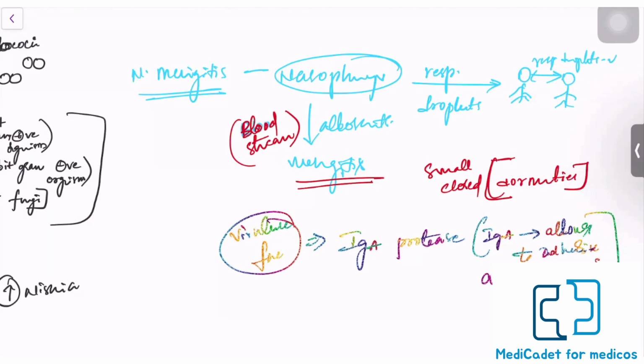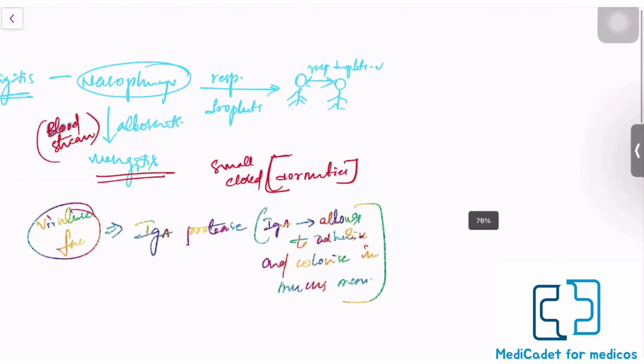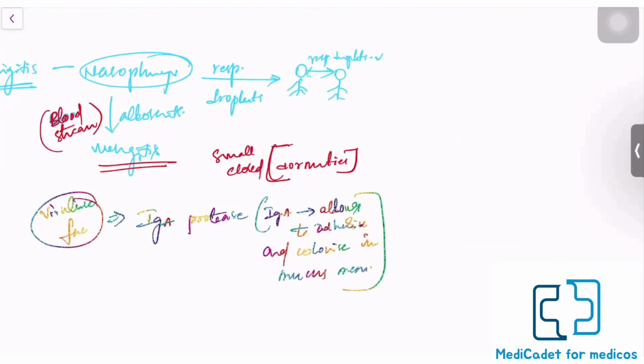Can someone tell me the name of the bacteria where we have seen IgA protease as a virulence factor? Strep pneumo. Very good, strep pneumo. So IgA protease is a virulence factor for three main bugs: one is Strep pneumo, one is Neisseria meningitidis, and another one is H. influenzae.